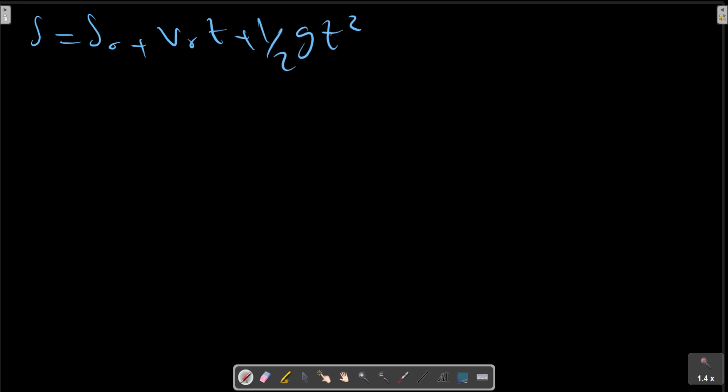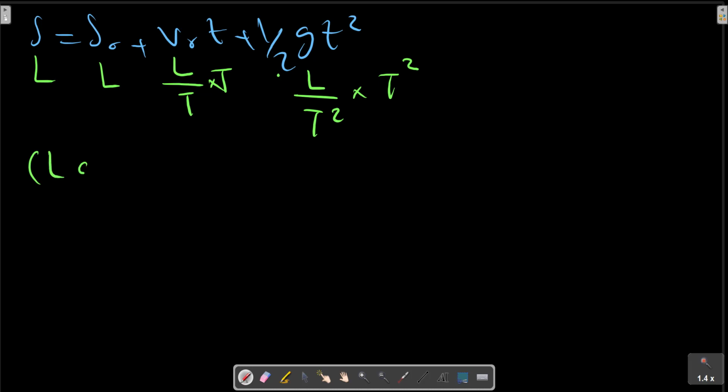As we said, to non-dimensionalize our result, we need to know how many dimensions are contained among our variables. In this case, we have L on T multiplied by T, L on T squared multiplied by T squared. So the only dimensions are length and time.